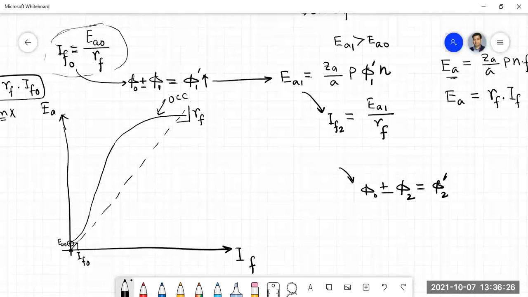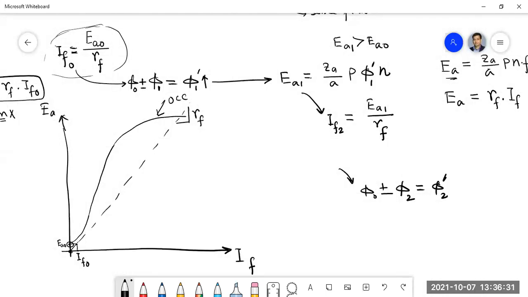So how will we decide the voltage as per this IF0? We draw a vertical line here from this IF0. This point will be your EA1. And as per this EA1, again we draw a horizontal line where it intercepts, and it will give you IF1.